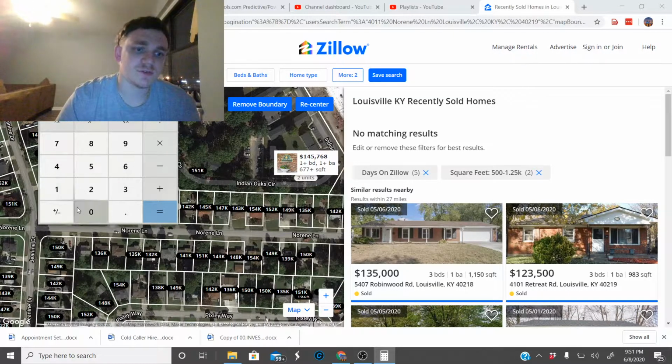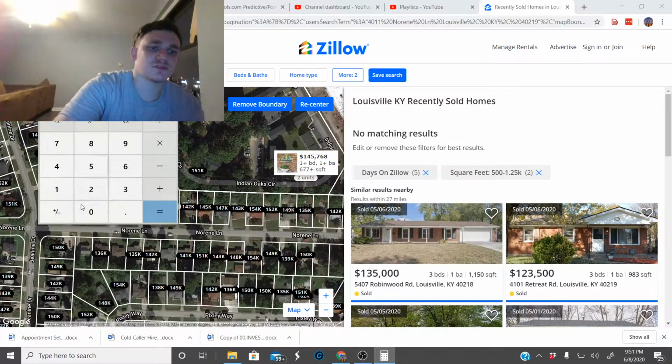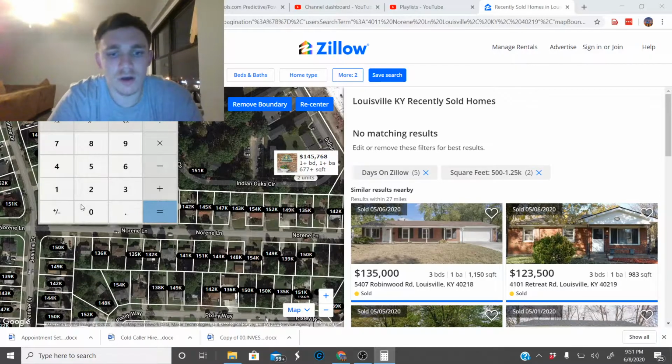So it was 105, and then we minus 25 for repairs. 105 minus 25 equals 80, minus 10,000. That's where our max allowable offer wants to be at, because we want to make $10,000 off the deal.